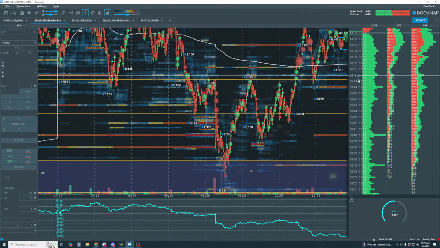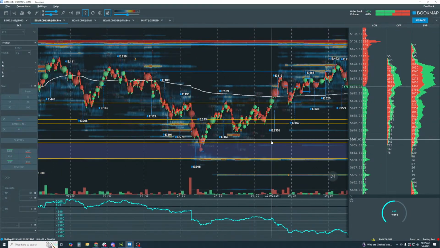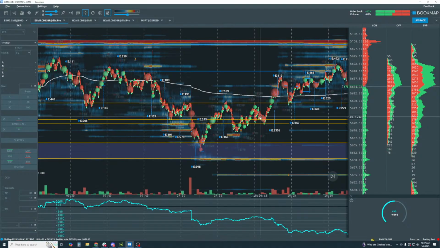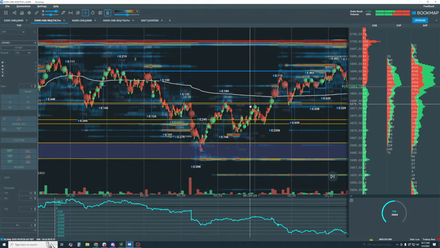And you can see that we go higher after this. All right, so now we're going to get into some of the setups to look for. Now we understand the market structure. Now we're going to be looking at some of the setups in here, how you can take advantage of some of these areas.